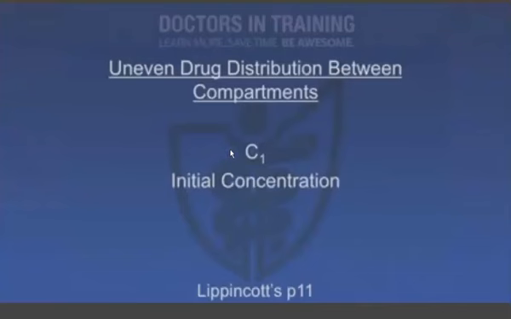So if the drug digitalis is at concentration number 1, the initial concentration, which they note as C1, and you want to increase it to a desired concentration, which they're calling C2.